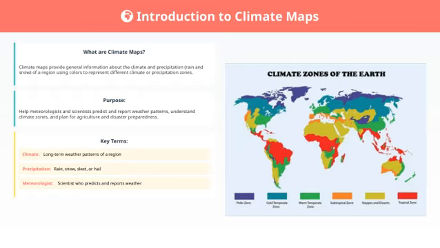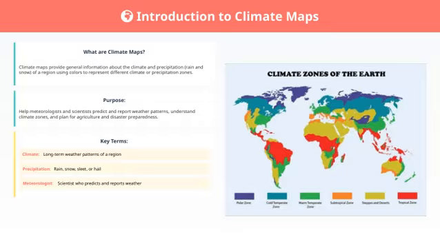Let's explore the world of climate maps. So, what exactly are climate maps? Well, they are visual tools that give us a general overview of the climate and precipitation patterns in different regions. They use colors to represent various climate zones or levels of precipitation, whether it's rain or snow. This makes it easier to see at a glance how different areas compare in terms of weather conditions.